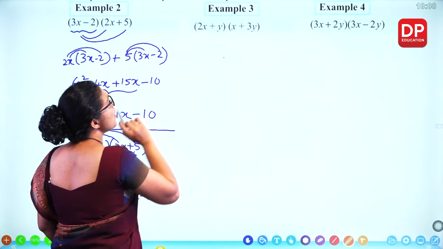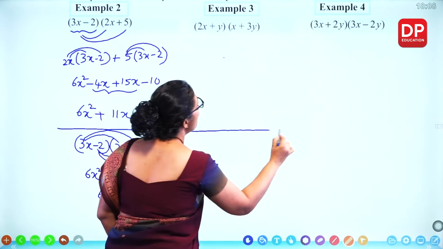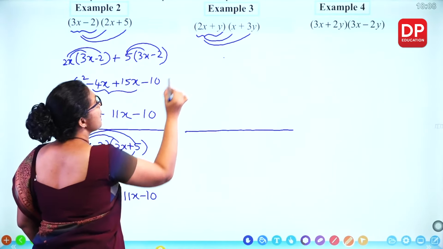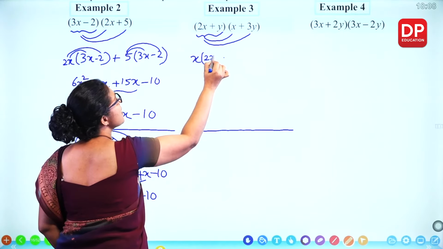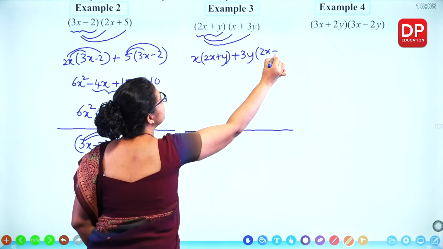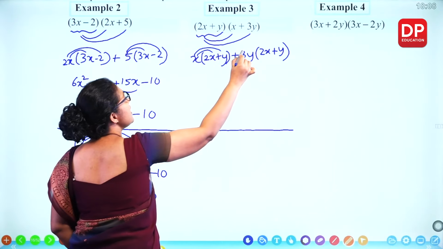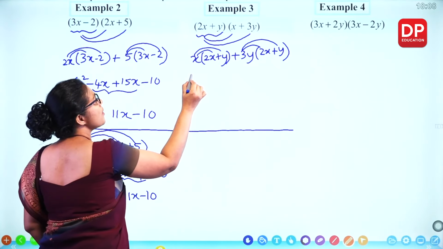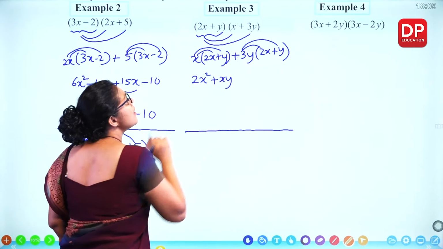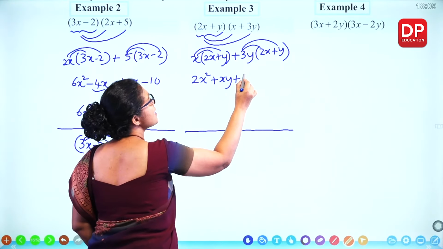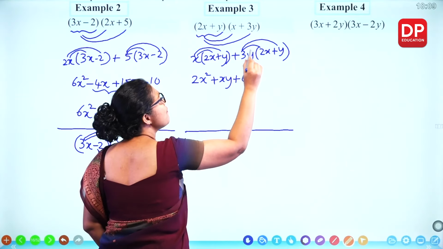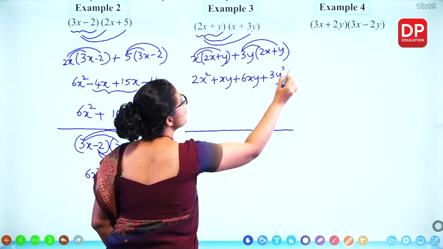So we'll do the next one with both methods. This expression you can multiply separately and write down x with 2x plus y, 3y with 2x plus 5. Then again expand it. You get 2x into x, 2x squared, 2x into y, plus xy. 3 times 2, you get 6xy. Yx, you can write as xy, no need to write yx. 3y into y, 3y squared.